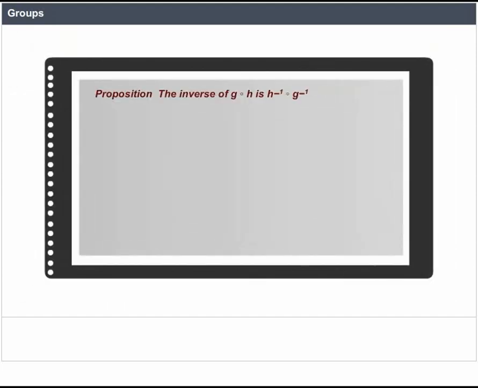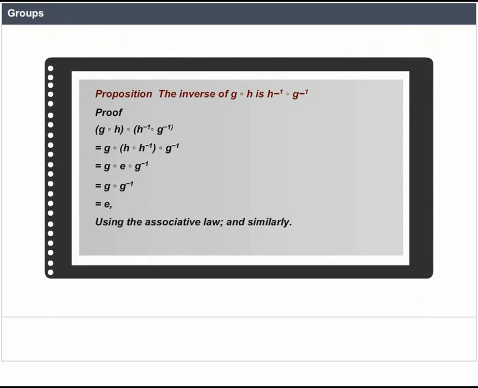Groups. Proposition: the inverse of g∘h is h^-1∘g^-1. Proof. (g∘h)∘(h^-1∘g^-1) = g∘(h∘h^-1)∘g^-1 = g∘E∘g^-1 = g∘g^-1 = E. Using the associative law and similarly, (h^-1∘g^-1)∘(g∘h) = E.